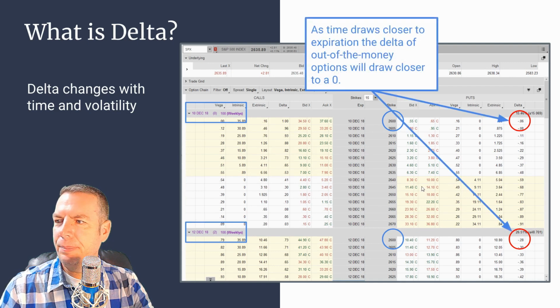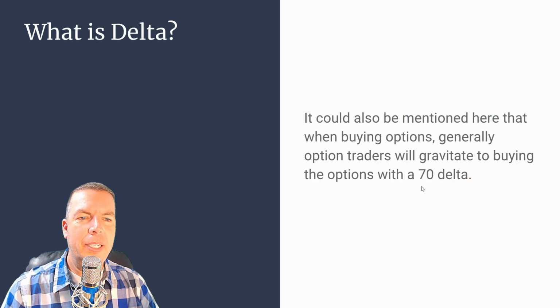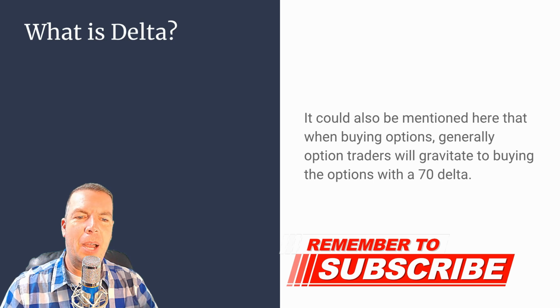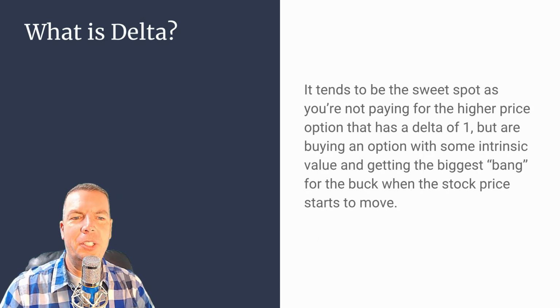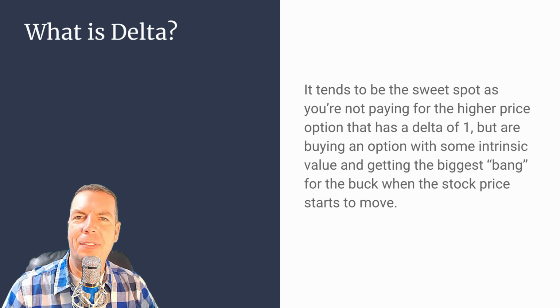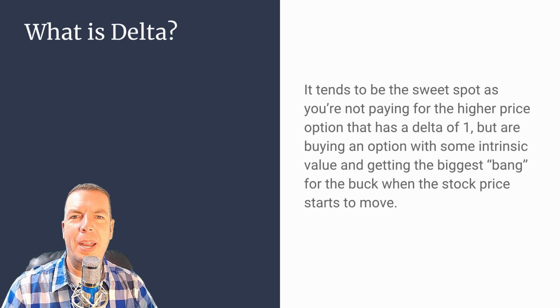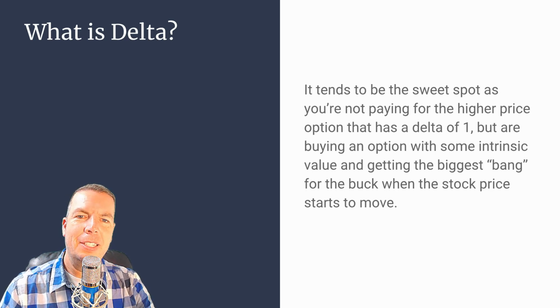This trade tab here. All right, it could also be mentioned here that when buying options, generally options traders will gravitate to buying the options with a 70 delta. That tends to be the sweet spot, as you're not paying for the high price options that have a delta of 1, because those delta 1 options are definitely priced higher because they're in the money and they have a lot more intrinsic value. But buying those 70 deltas, you're buying an option with some intrinsic value, and you're getting the biggest bang for the buck when the stock price starts to move.